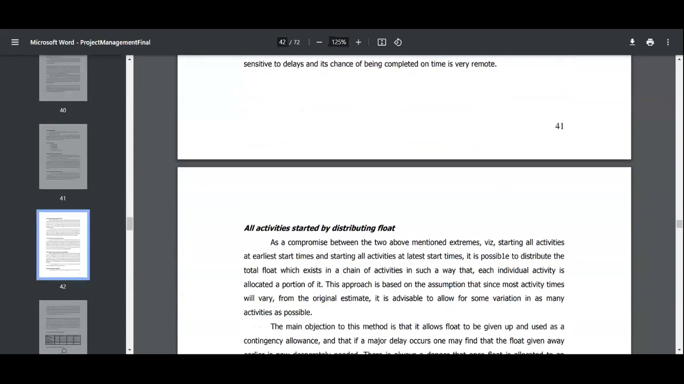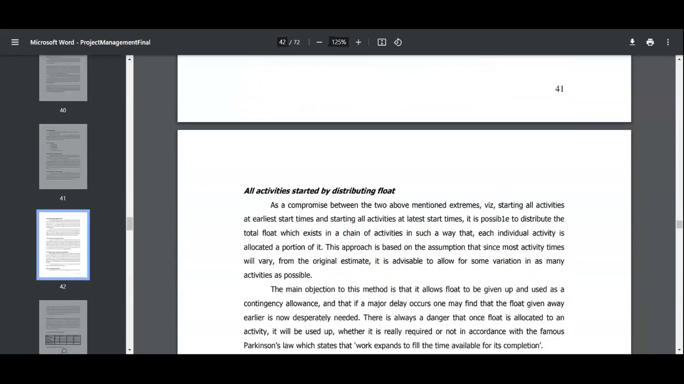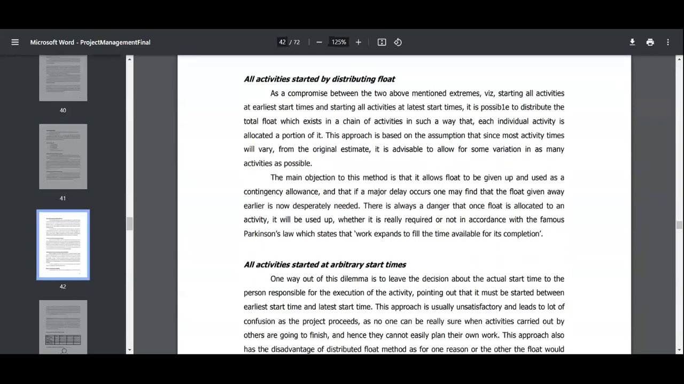Okay, fine. So that is the time required for that particular project. So earliest start time and latest start time. Now all activities started by distributing flow. Yes, there is a lot of work, a lot of pressure on that particular project. So you can start early, you can start at the latest time. But disturbed flow time means sometimes some error comes in your project.